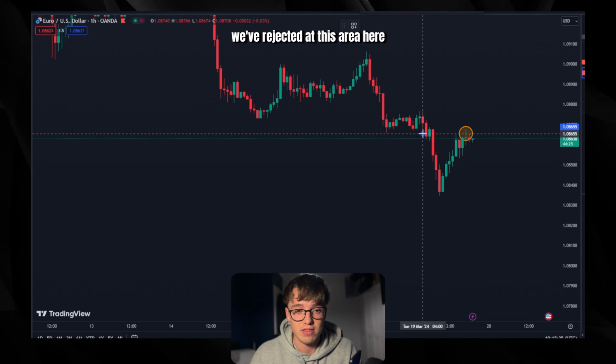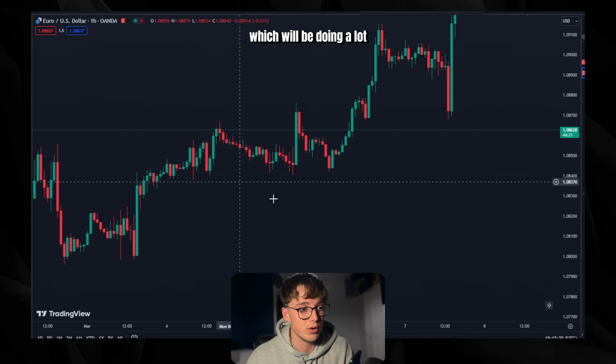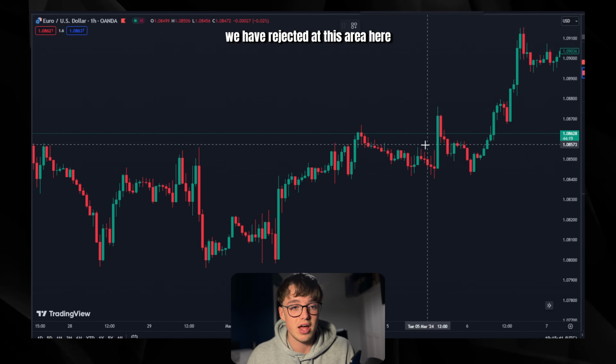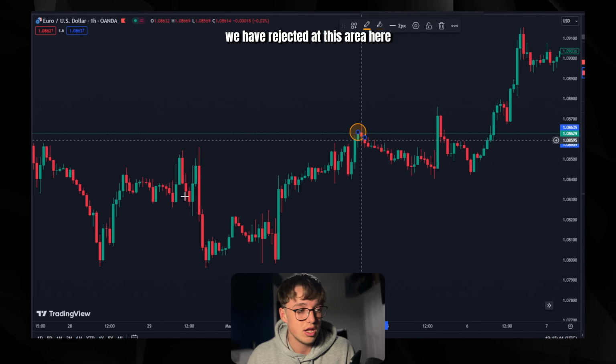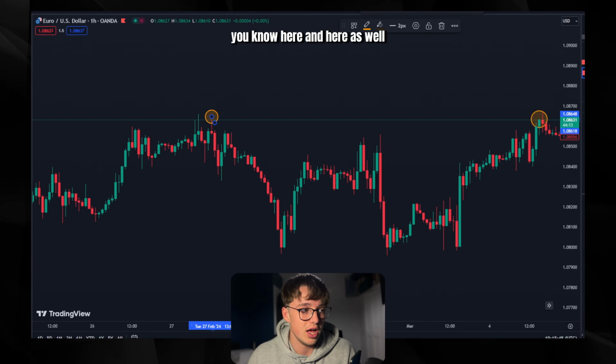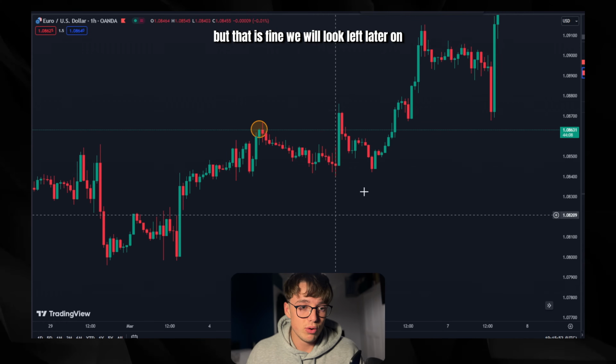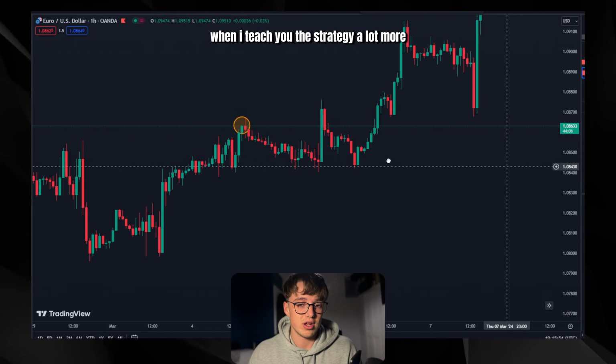We've rejected at this area here. And if we look to the left of the chart, which we'll be doing a lot, we have rejected at this area here. Now, I'm sure if we keep going back, you can see that we've rejected here and here as well. But that is fine. We will look left later on when I teach you the strategy a lot more.